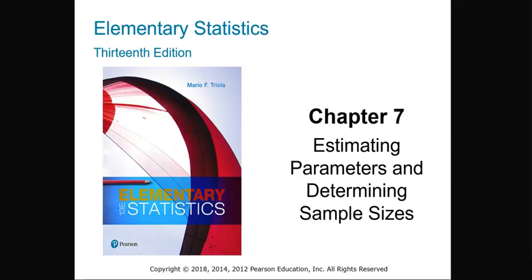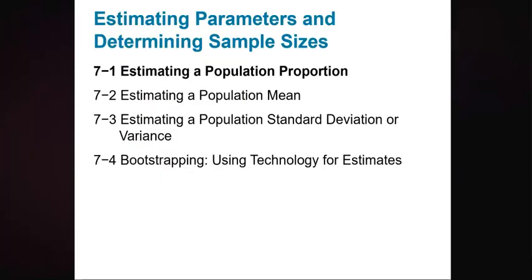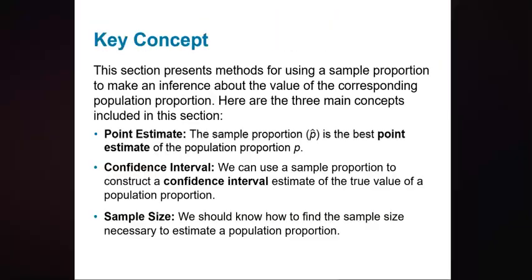Welcome to Chapter 7. We are going to be estimating a population proportion in this video. In this section, we are going to be looking at sample proportions to make an inference about the value of the corresponding population proportion. So here are three main concepts included in this section. We've got a point estimate, which we're going to call p hat, confidence interval, and sample size.